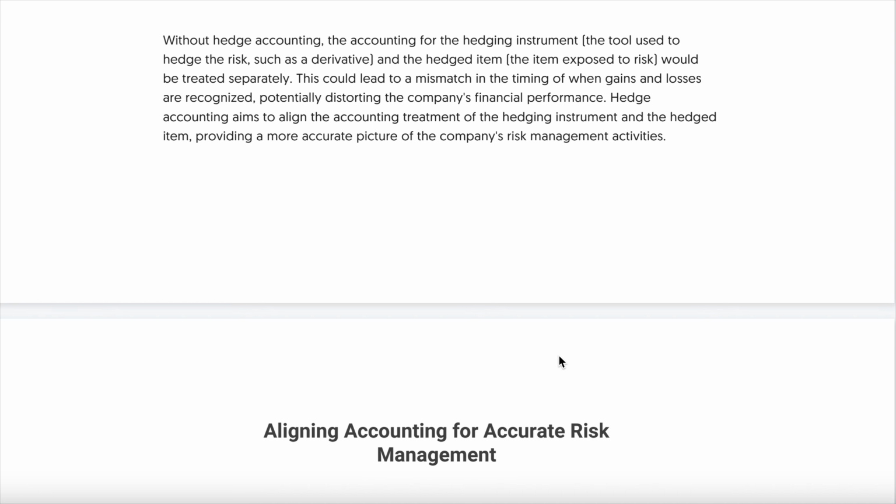Hedging is to manage risk, but without hedge accounting, the accounting for the hedging instrument, which is the tool used to hedge the item or risk, such as a derivative, and the hedged item, the item exposed to risk, would be treated separately. So this could lead to a mismatch in the timing of when gains and losses are recognized, potentially distorting the company's financial performance. So hedge accounting aims to align the accounting treatment of the hedging instrument and the hedged item. What that is going to give you in return is a more accurate picture of the company's risk management activities.